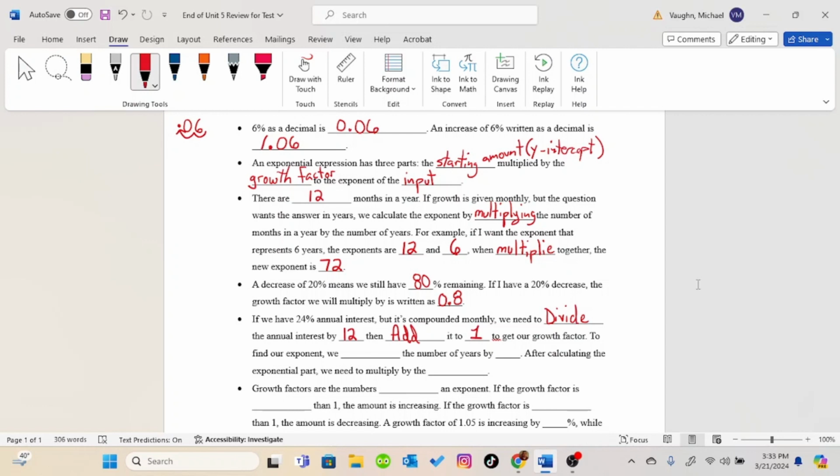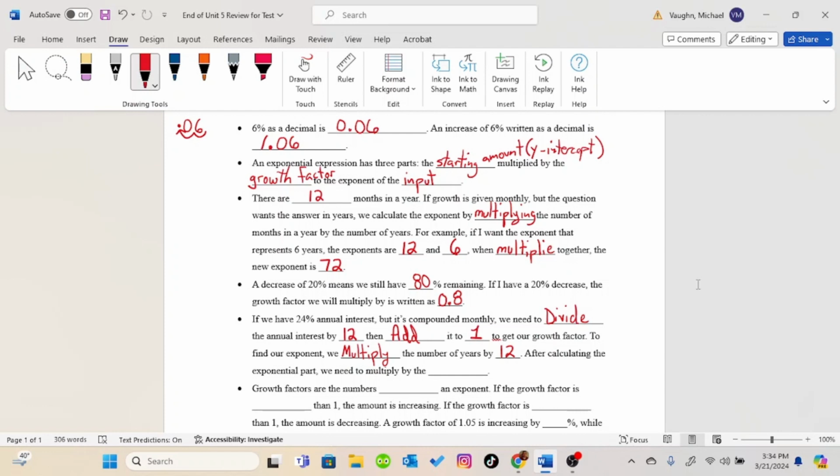To find our exponent, we blank the number of years by blank. Again, if we're trying to go from yearly to monthly, we multiply the number of years by 12. This will tell us how many times to compound it monthly to get the right number of compounds in a certain number of years.